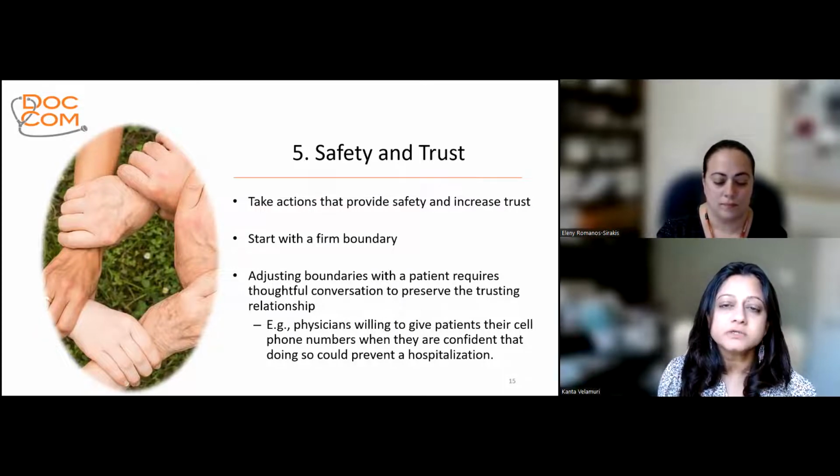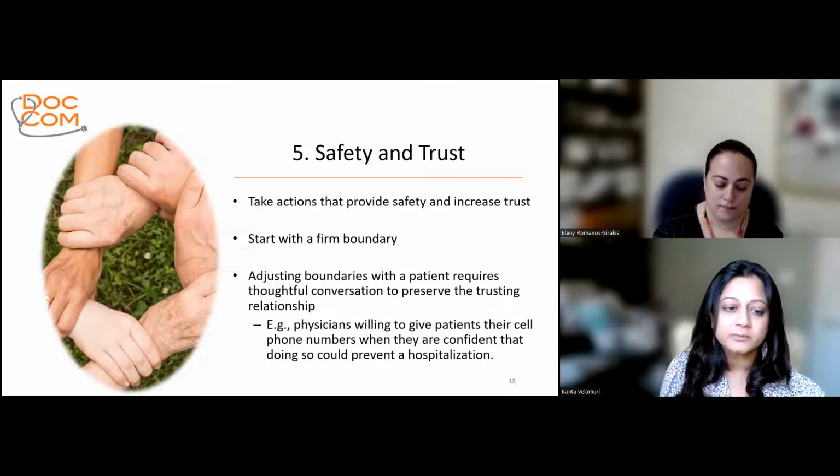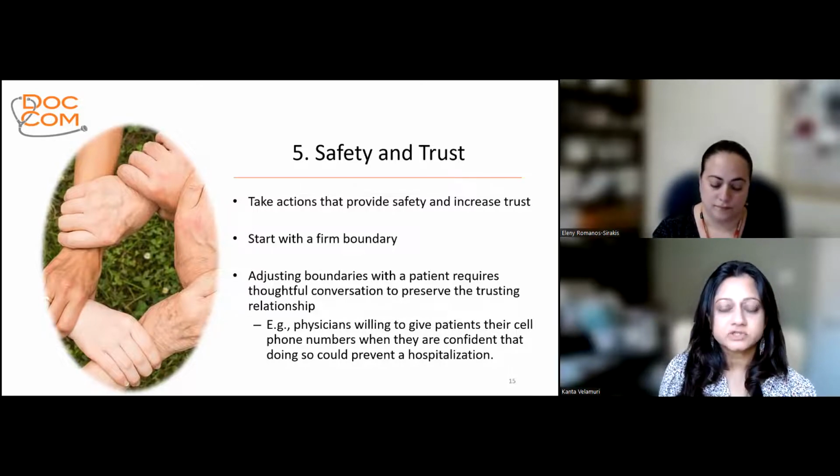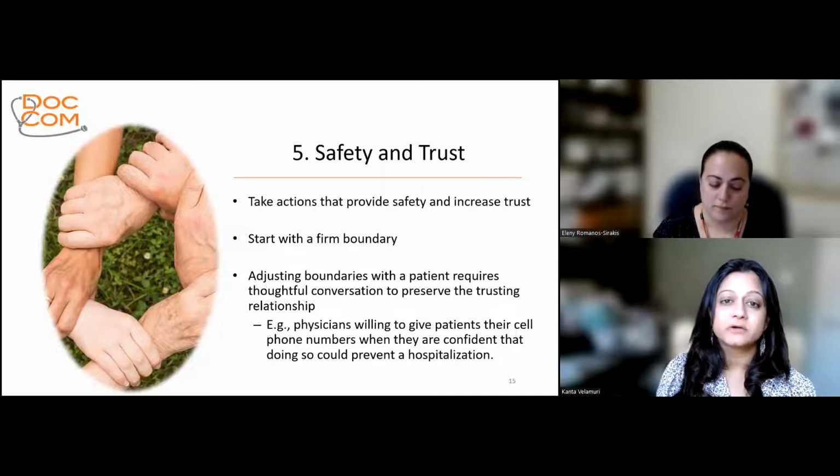So if you're going to adjust the boundary, however, you need to have a thoughtful conversation on why this boundary is being relaxed, what it is for, so that then there's not pushing of the boundaries further. So for example, if a provider decides to give a patient their cell phone number and it's only for one particular situation, to prevent hospitalization, or "you call me if this happens," but setting another boundary when you're relaxing one boundary of, for example, giving the patient your cell phone number.